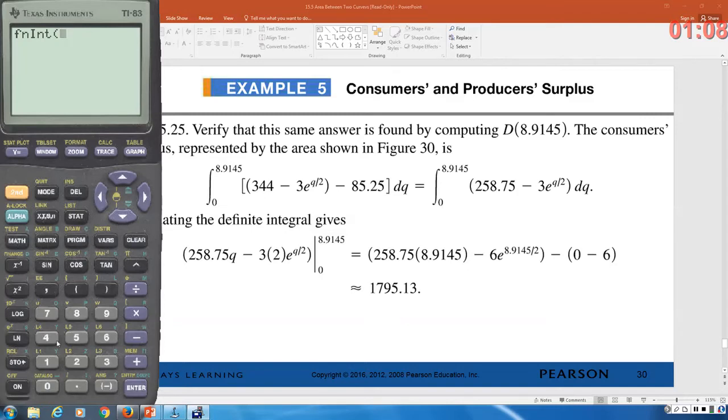And I'm going to type it in, even though you really don't have to since I've got it in the calculator. I'll go ahead and type it in. Oops, up top of the decimal. So we get 1795.13.